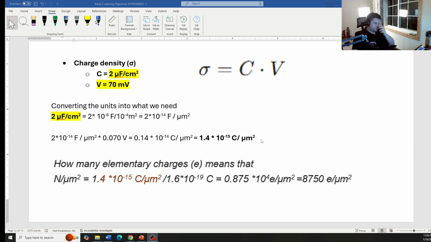micrometer squared. Again, what does this benefit us? I don't know. Just, I guess if we need to do this exact equation, we know how to do it.